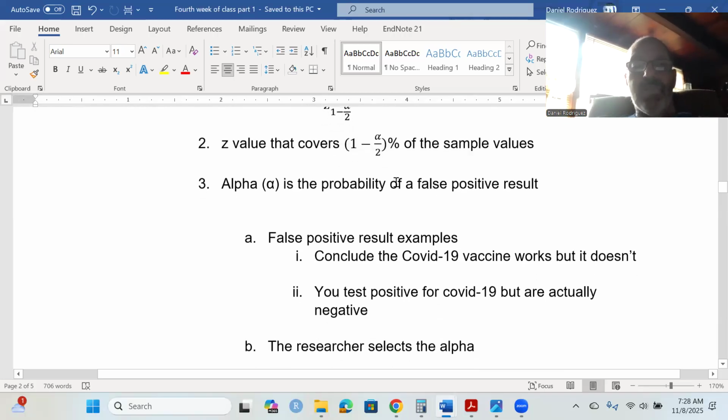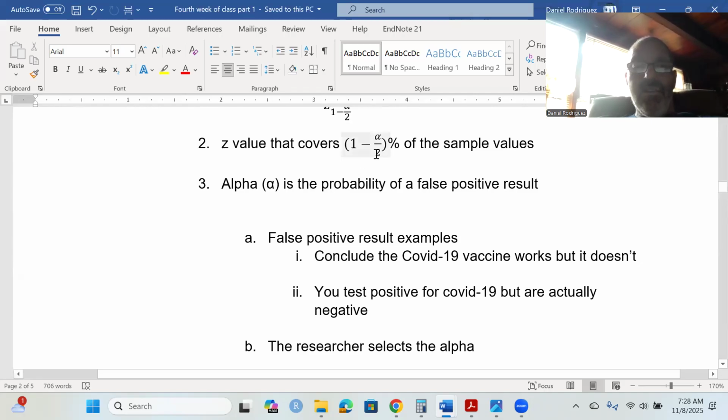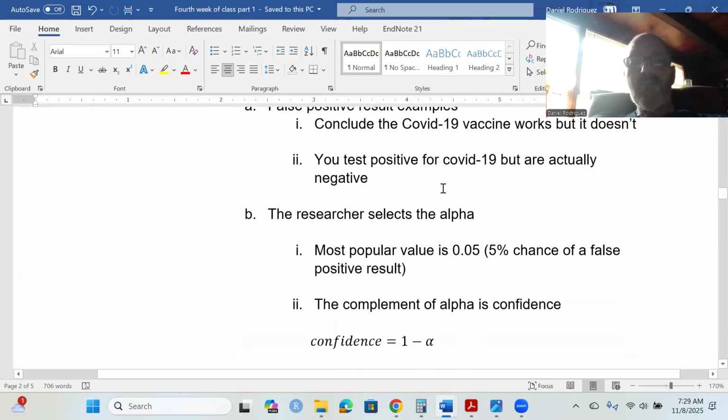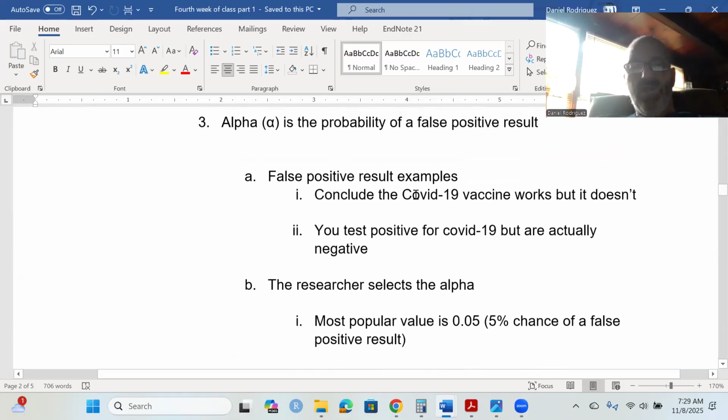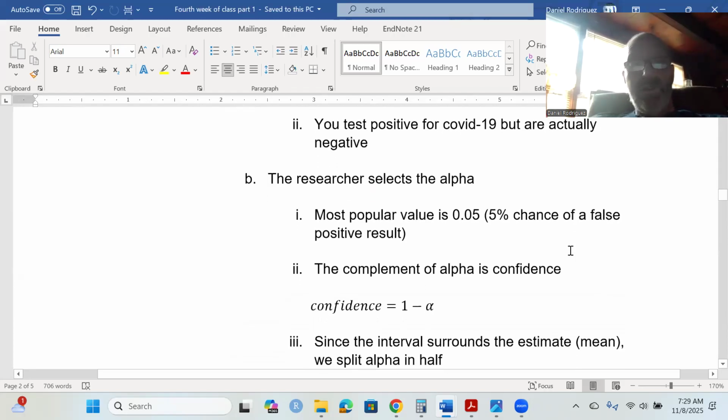The alpha, this value alpha, we're going to talk more about this in a second. That's the probability of a false positive result. That's something you set in advance. It's the complement of your confidence. So if you're doing a 95% confidence interval, 100 minus 95 is 5, or 0.05, right? So we're going to pick our alpha based on what our confidence is. We'll talk more about that in a second. I have some examples here of what false positive means, but you can look at those yourself, and I'll talk about it again in a second, so don't worry about that.